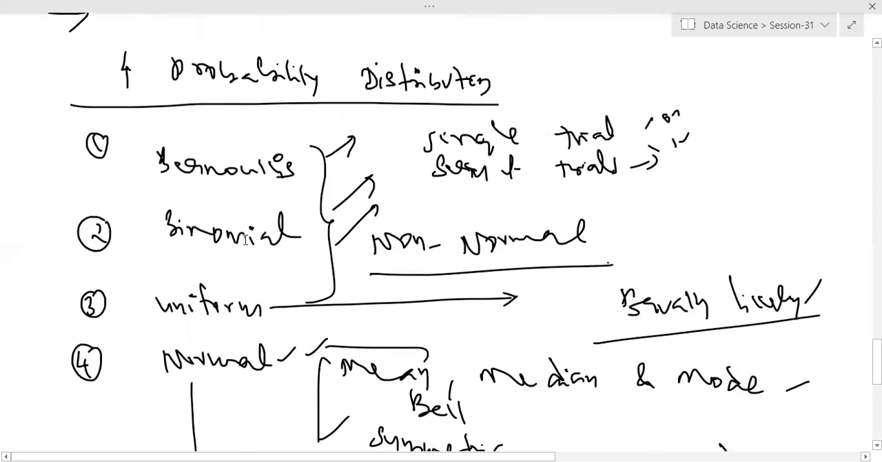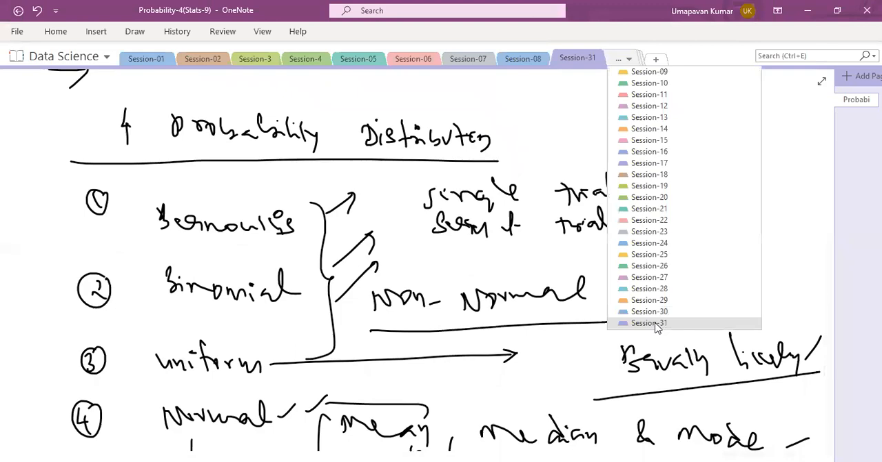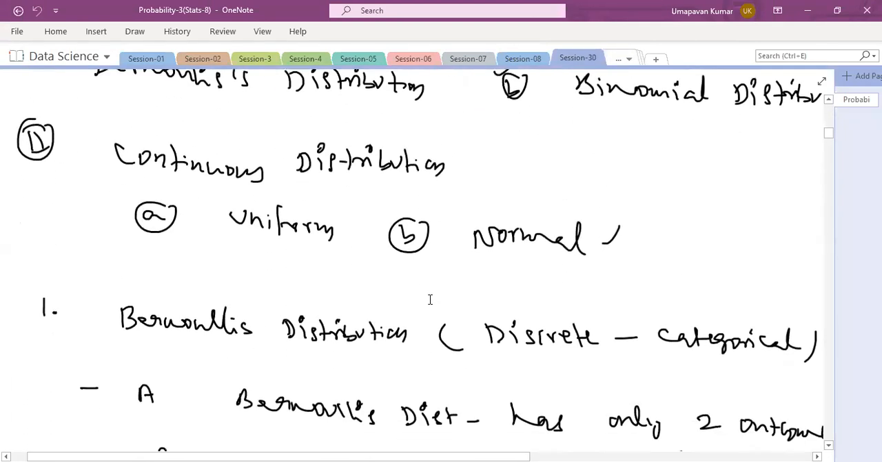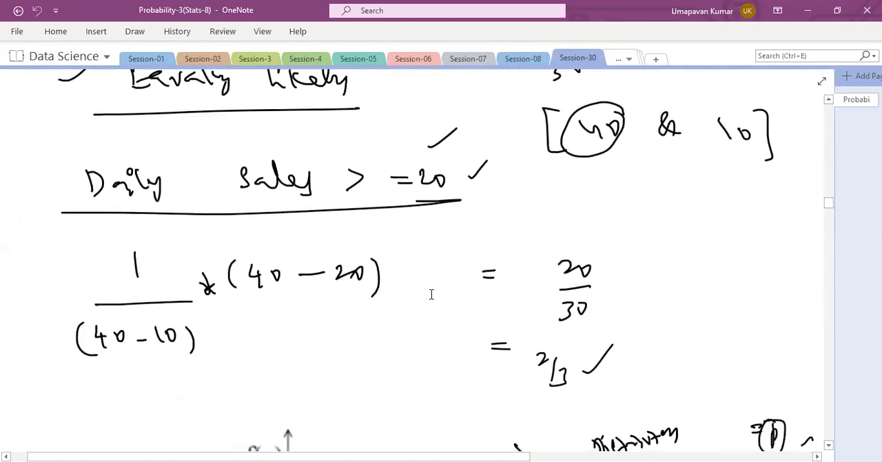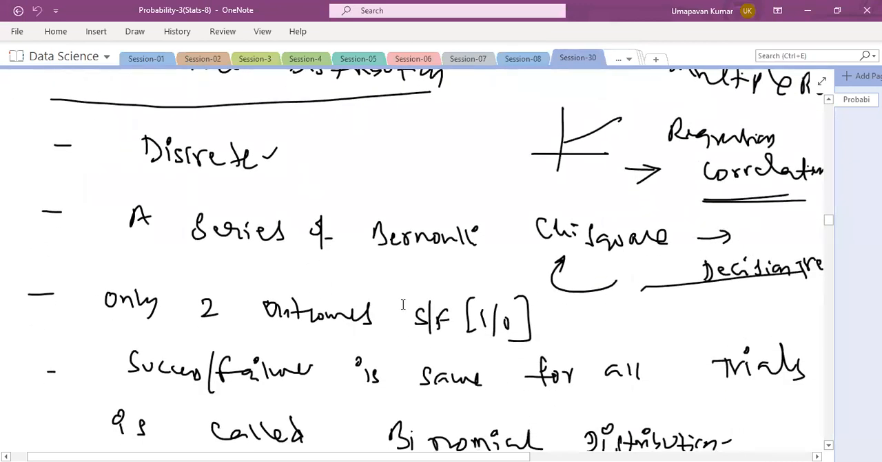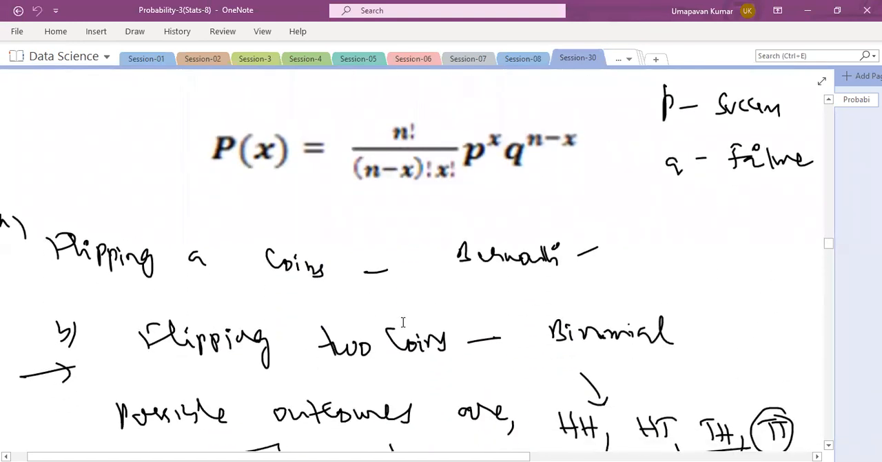Binomial distribution and all, they follow the calculation of the formula we have seen: n factorial by (n minus x) factorial into x factorial. Let me pull that up, no problem. What is the binomial formula? In school, we have done this along with limit and continuity. This one actually is n factorial by n minus x factorial into x factorial. And there we have observed one point, Venkat.